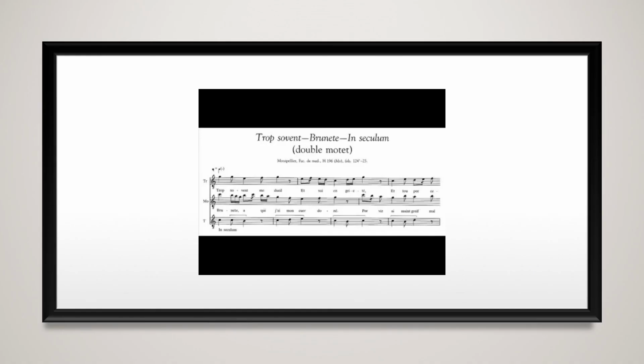The next bit of polyphony we will listen to is Trop souvent brunette in seculum. This is called a double motet because you have two individual lines that are being sung by two different voices, and they are basically two chants being sung simultaneously. The third line, as you see on the bottom, is in seculum, and it will actually be played by an organ.